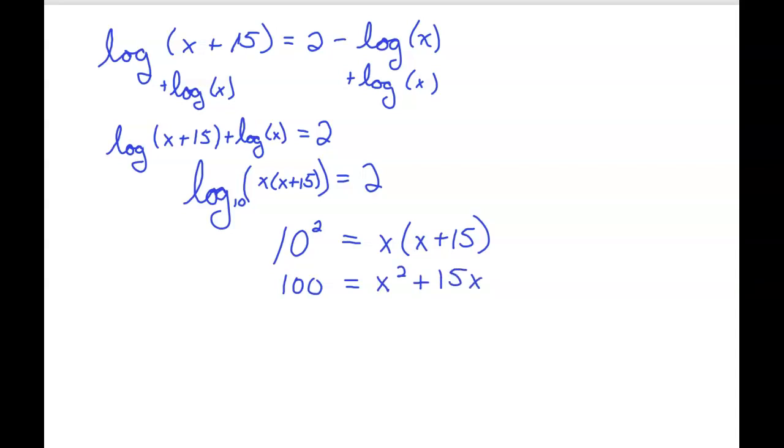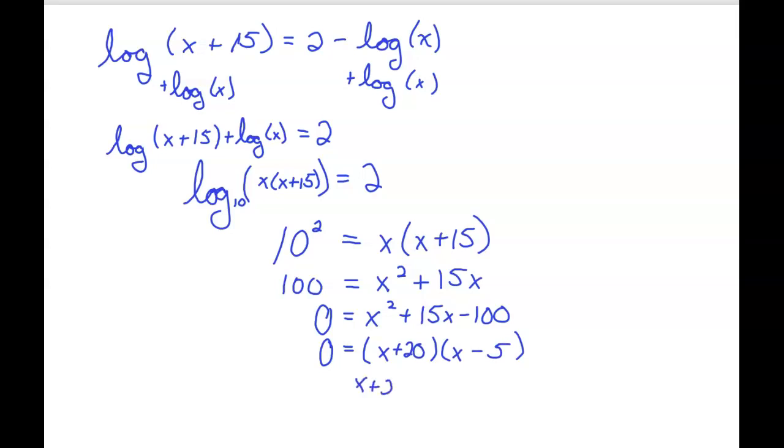I have an x squared, so I need to set this equal to 0. So I'll subtract my 100. I will get x squared plus 15x minus 100. Now I need to factor. I need to come up with two numbers that will multiply to give me a negative 100 and add to give me a positive 15. And that would be a positive 20 and a negative 5.